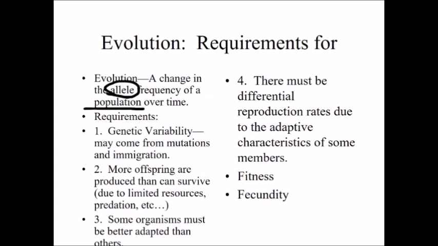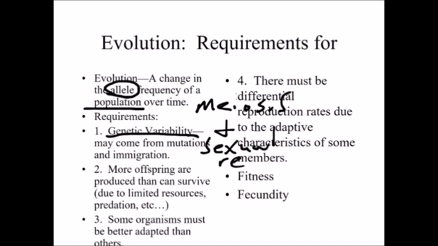There are several requirements that must be in place for evolution to happen. One of those is that the population has to have genetic variability. This genetic variability may come from mutations, it can come from immigration, processes like meiosis, and also sexual reproduction. Those also contribute to genetic variation.